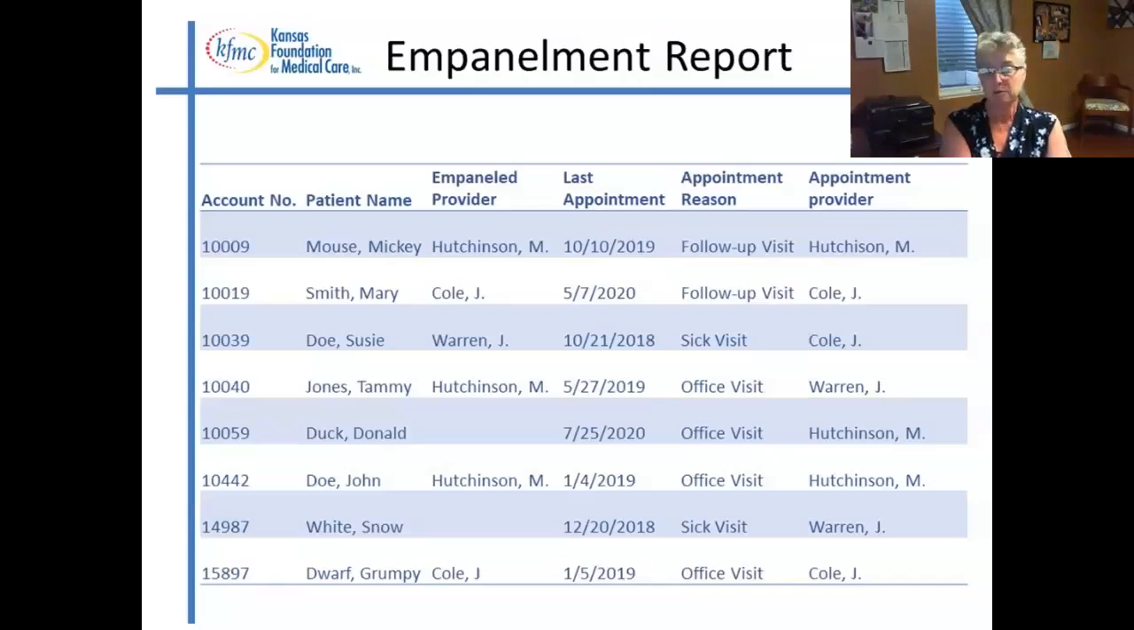Now, your report from the EMR will look different and will likely offer many different ways to select fields to run the report. The report may have a different name and different field titles, and that's what we're here for. Our consultants can help you determine what report in your EMR serves as your empanelment report, or help you combine a couple of different reports to get the data you need to identify your patients.